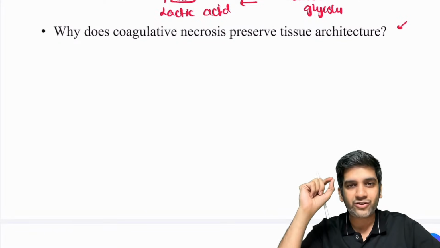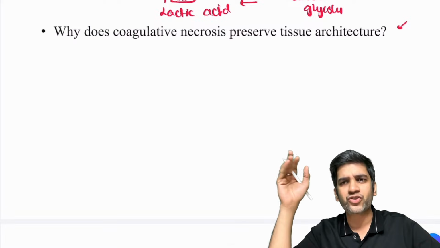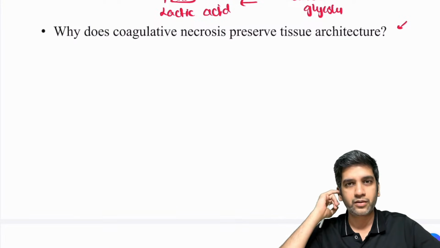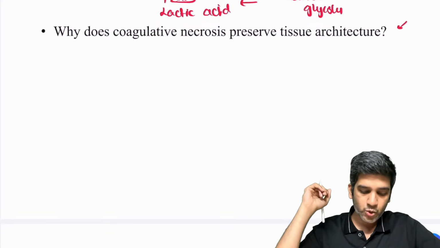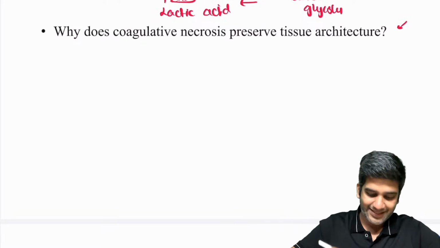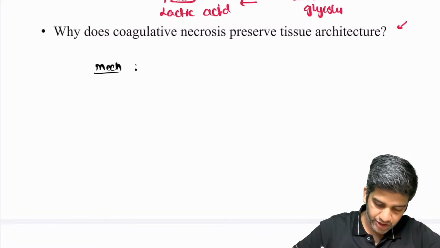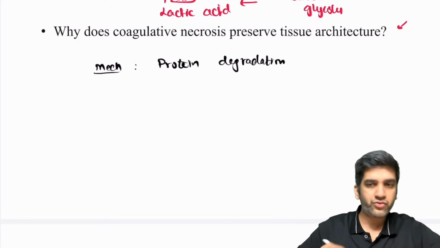Why does coagulative necrosis preserve tissue architecture and liquefactive necrosis does not preserve tissue architecture? This is an important question. So what happens in coagulative necrosis? It's simple. In coagulative necrosis, the main mechanism of action is protein degradation.